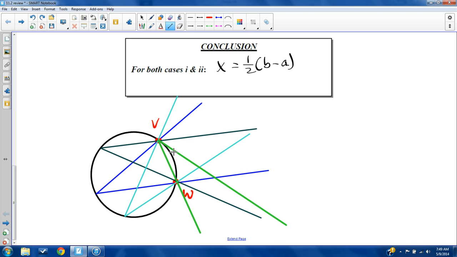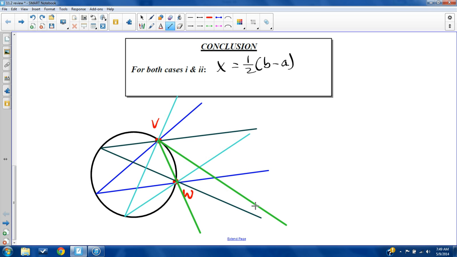So if you look at this blue one right here, vertex is on the circle, endpoints are V and W. This light blue one, vertex right here, vertex is on the circle, endpoints are V and W. This darker teal one, vertex is on the circle, endpoints are V and W. Now this green one, vertex is on the circle, and its endpoints are still V and W.